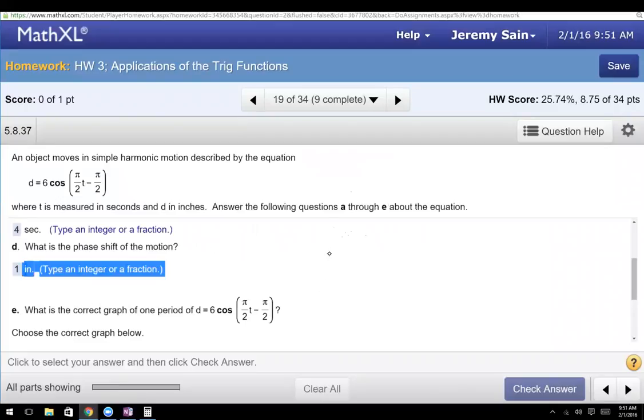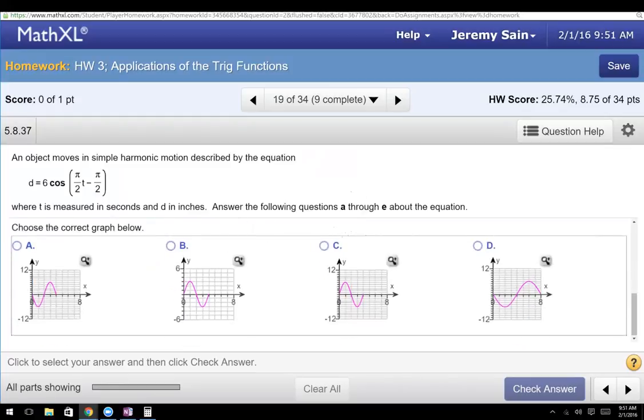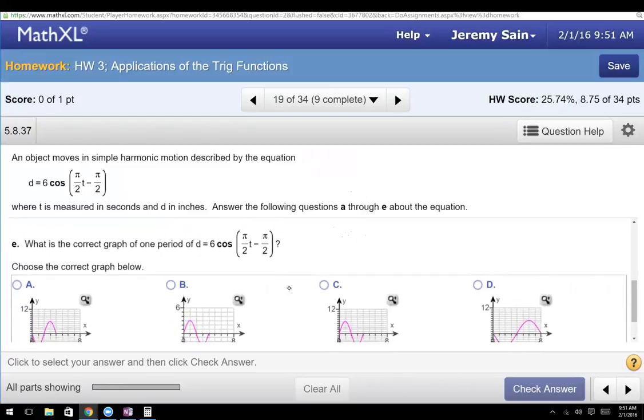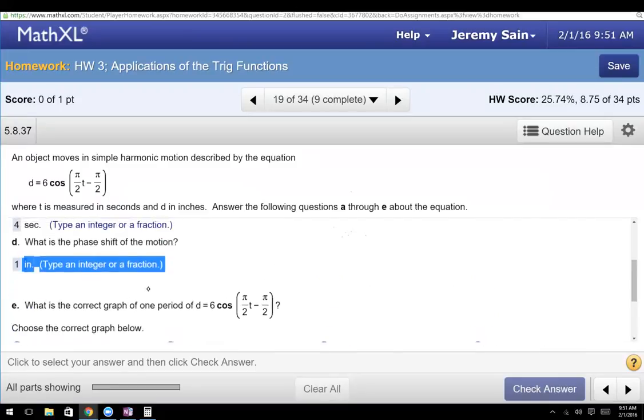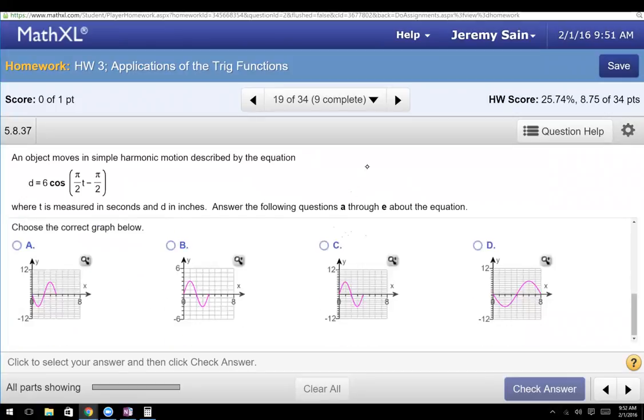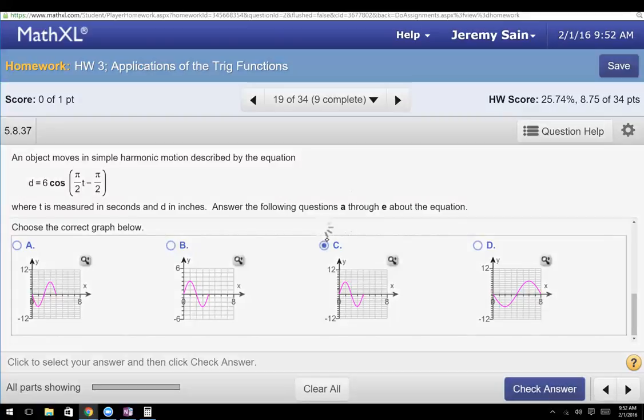Okay, and then what does it look like? Well, cosine starts at the top, and the minus 1, like Michaela said, means it's going to scoot to the right by 1. So if I start at 1, scooted to the right, it's kind of hard to tell. It's either B or C. I have a hard time telling the picture apart.